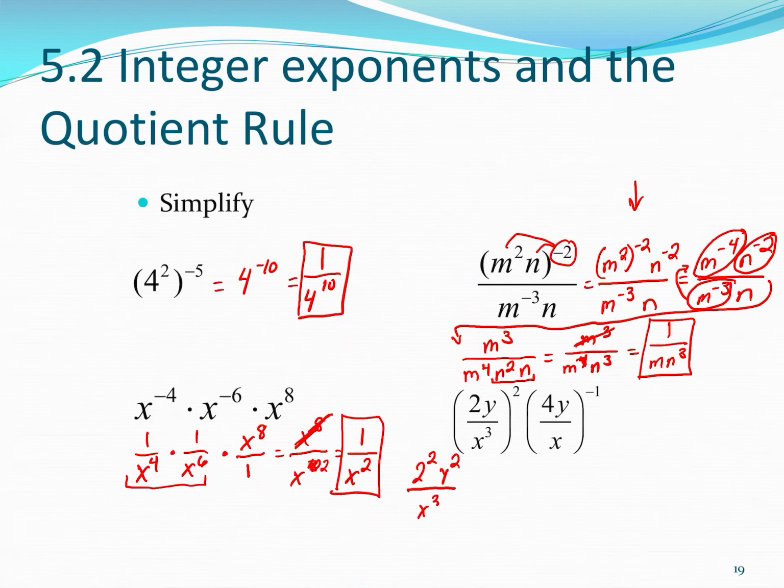Now, on the next one, we're again going to approach this kind of the same way. We're going to get rid of the parentheses first. So we're going to give the power of 2 to everything in that first fraction. So the 2 gets squared, the y gets squared, and on the bottom, x cubed gets squared. And then in that second fraction, we're going to give that power of -1 to everything. So the 4 gets the negative first power, y gets the negative first power, and x gets the negative first power.